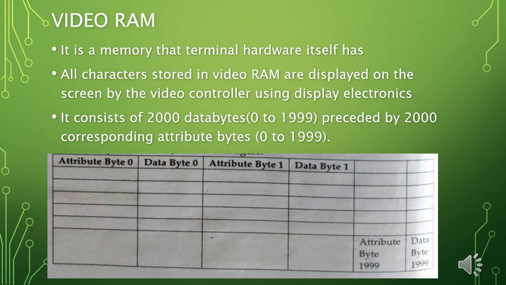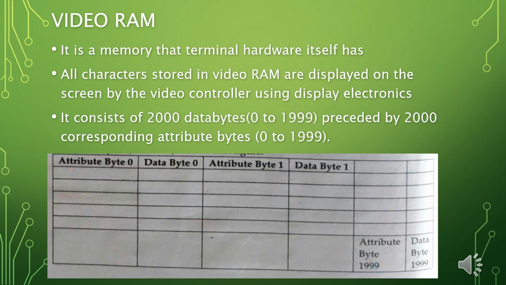Moving on to the last topic of information management, that is video RAM. What is video RAM? It's basically the memory that the terminal hardware itself has. At any time, all the characters stored in video RAM are displayed on the screen by the video controller using display electronics. All particular information is stored in the video RAM.